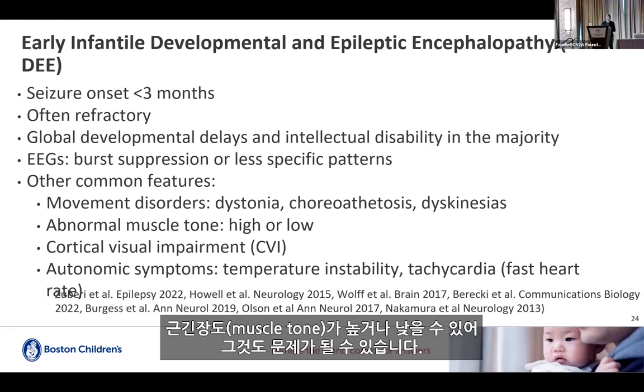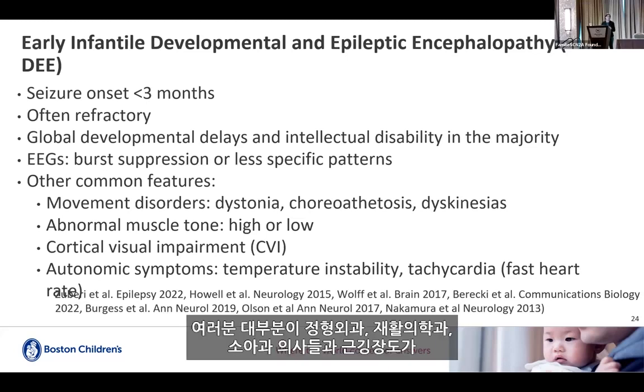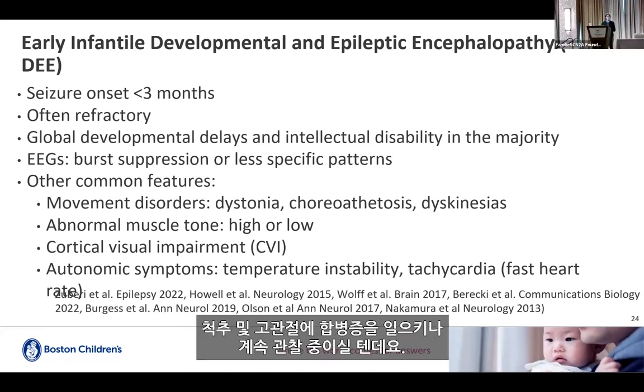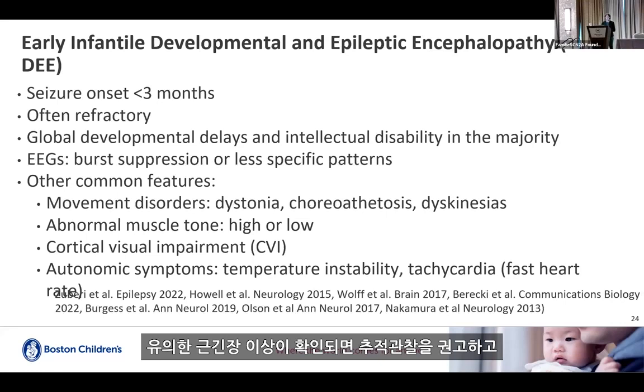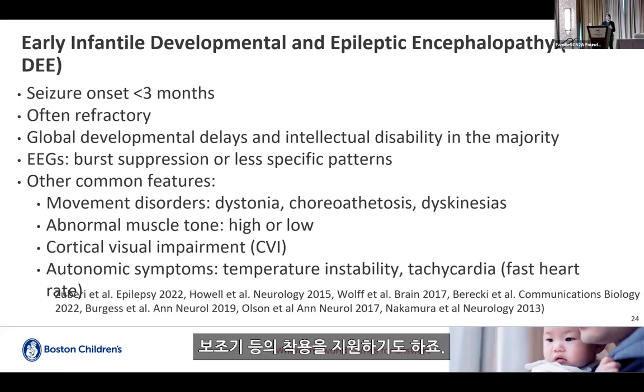Muscle tone can be high or low. And that can be problematic. Many of you probably follow these kids with orthopedists and rehab doctors, physiatry, for complications of tone, like impacts on the spine or the hips. It's something we suggest if there's significant tone abnormalities, as well as help with bracing and that sort of thing.